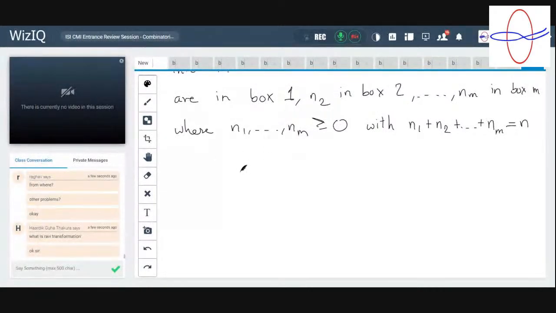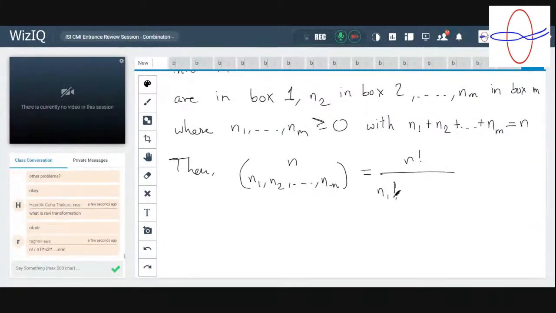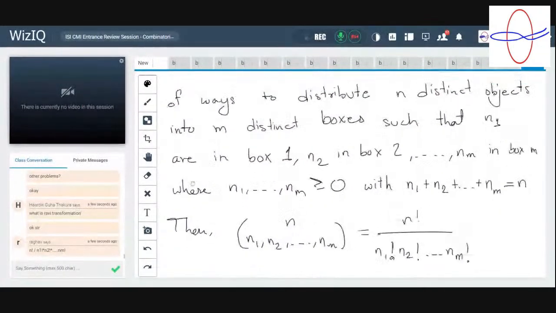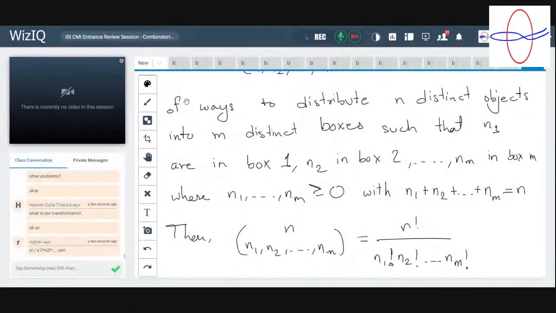So with n1 and so on, then clearly the value is just n factorial over n1 factorial times n2 factorial, and so on till nm factorial. Okay, these are multinomial coefficients. Fine, everyone follows. Can I move on to another board?